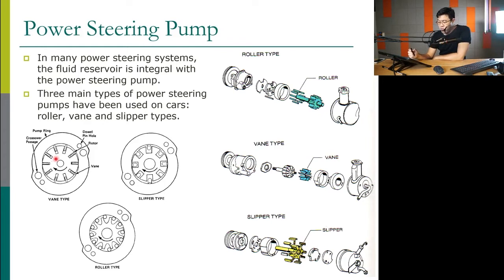We create volume here, so we create vacuum and suck in the oil, and then we close the volume, making the volume smaller, so we push the oil out like that. So we suck it in here, push the oil out here, suck it in here, push the oil out here, suck it in here, and push the oil out there. These are the pictures showing the difference between roller, vane and slipper type. They are very similar. That's the main part of the pump.